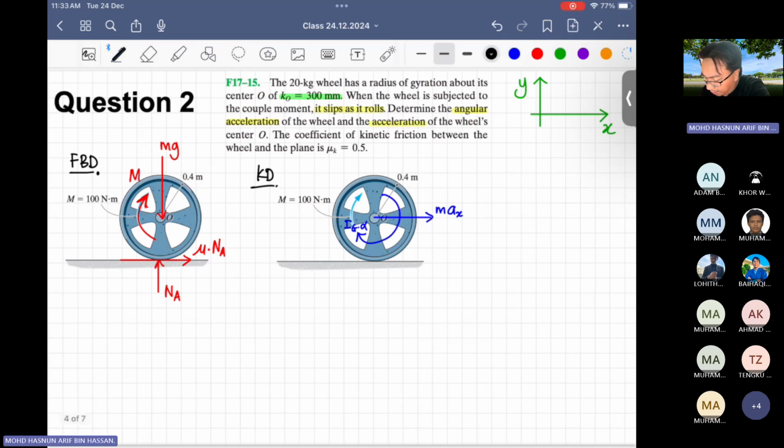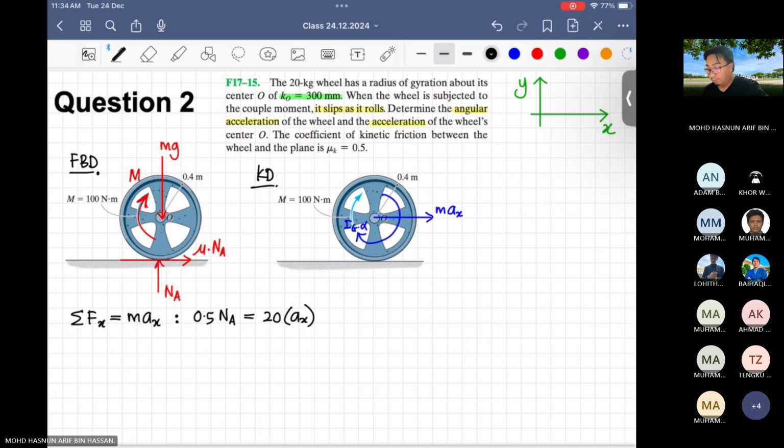So let's start by writing the first equation, which is sum of Fx equal to m ax. We look at the free body diagram. We only have the friction force in the x-axis, which is positive. We know the value of mu k, which is 0.5. So 0.5 Na is equal to m ax, which is 20 times ax. We cannot solve this yet because we have Na unknown and also ax unknown.